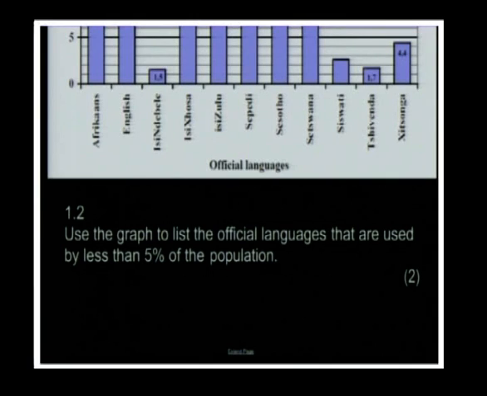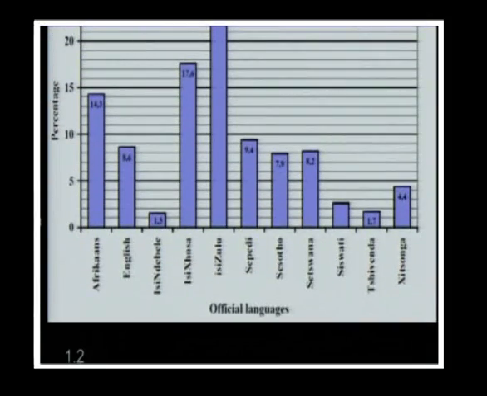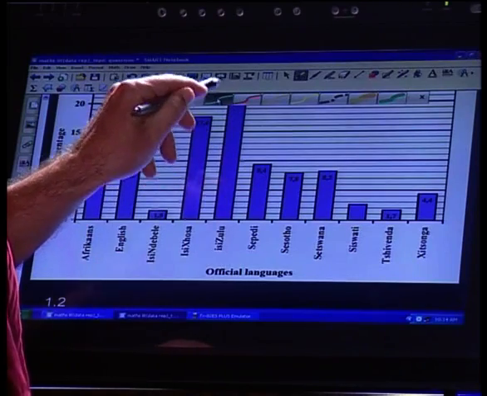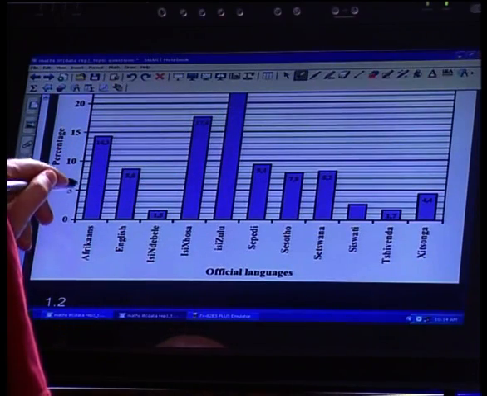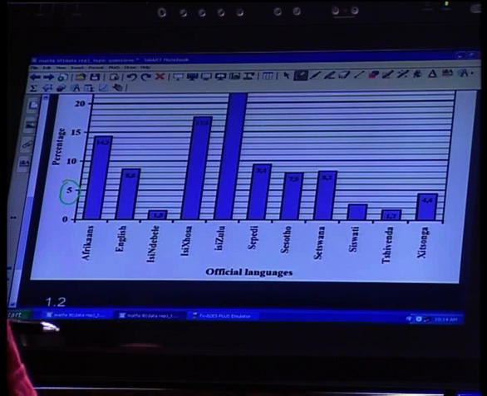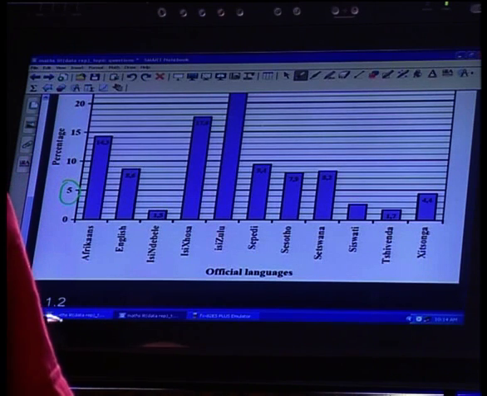So on to question 1.2. Question 1.2 says, use the graph to list the official languages that are used by less than 5% of the population. Well, again, we need to go back and look at our chart. We're going to find where 5% is on the chart. And if you have a look over here, I'm going to highlight it for you. You can see over there is the 5% marking on the left-hand side.